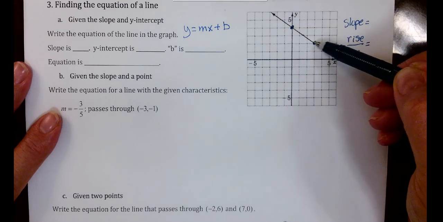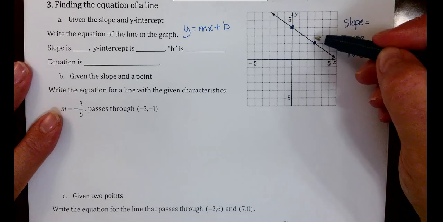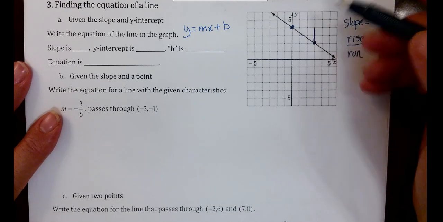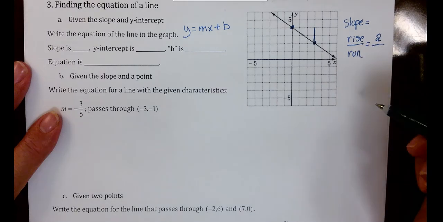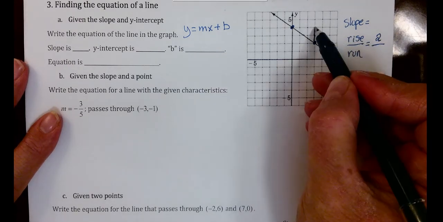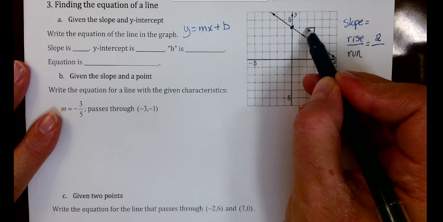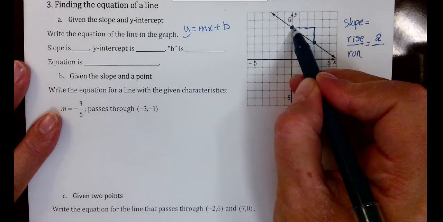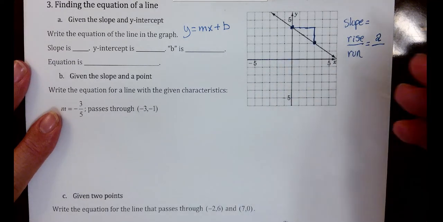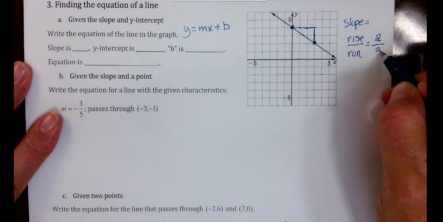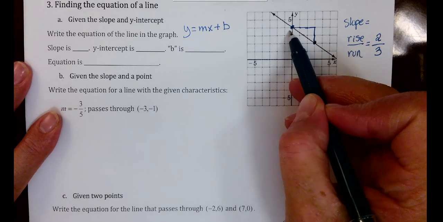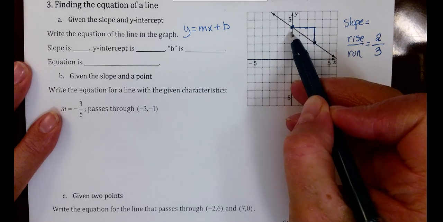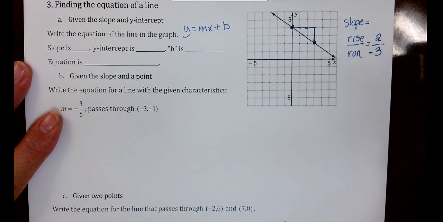So if I'm trying to get to this point, how far up do I go? I go up 1, 2 units. So our rise is 2. Okay. From there, I go 1, 2, 3 units to the left. So our run is 3. However, if I go left, that's going in the negative direction. So this has to be a -3.